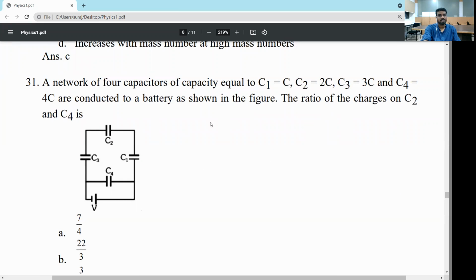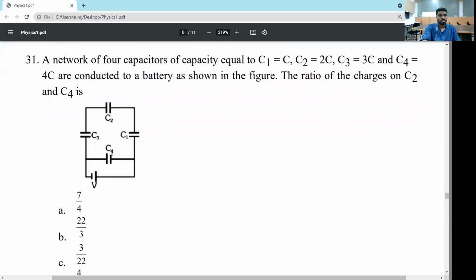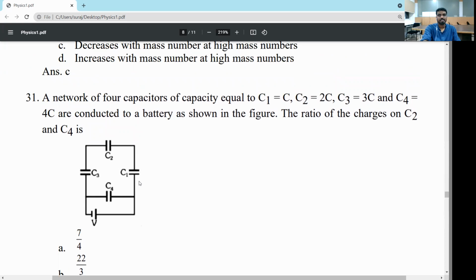Third one, a network of 4 capacitors C1, C2, C3 is given. Ratio of charges at C2 and C4. C4 potential is V. C1 is given C, C2 is given 2C, C3 is given 3C. Okay. The ratio of the charges on C2 and C4. So on C2 and C4, what is the ratio of the charges? That's what they asked.